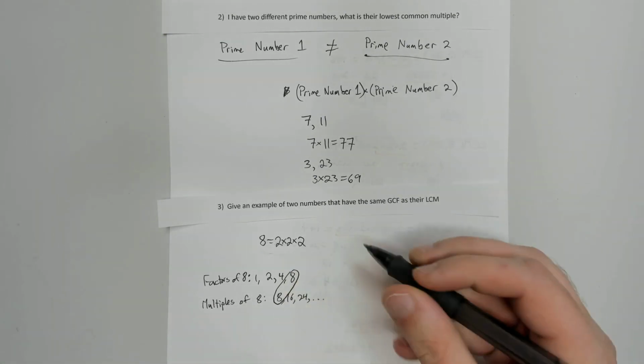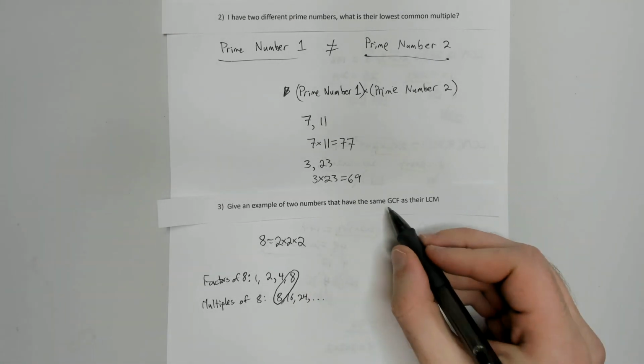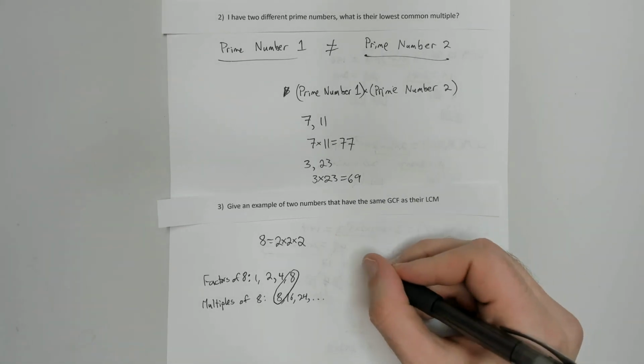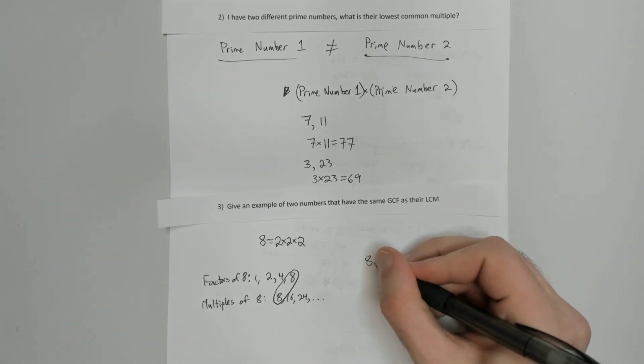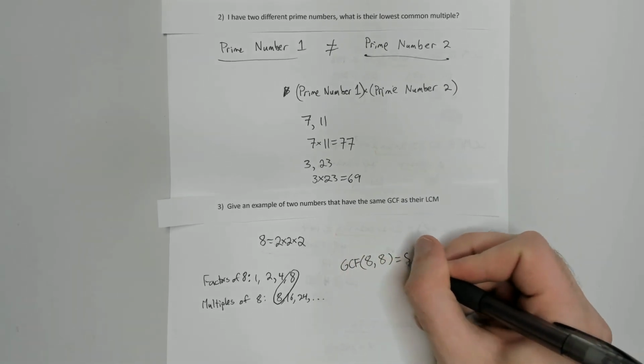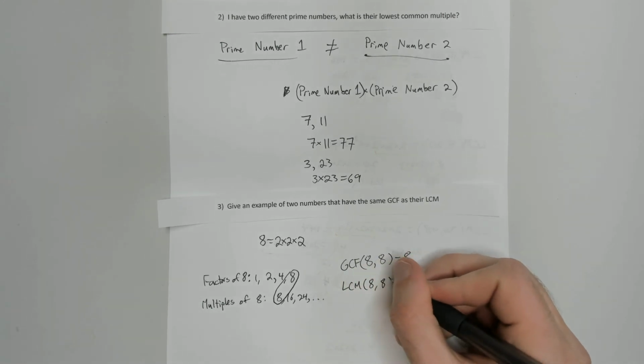That is the only time that we can get a factor and a multiple of 8 being the same number, which means that for the greatest common factor and the lowest common multiple to be the same thing, we need to basically pair 8 with itself, because the greatest common factor of 8 and 8 is going to be 8, and the lowest common multiple of 8 with 8 is also going to be 8.